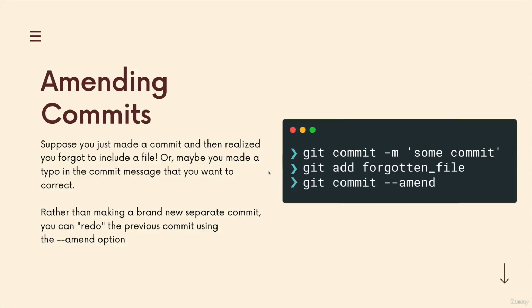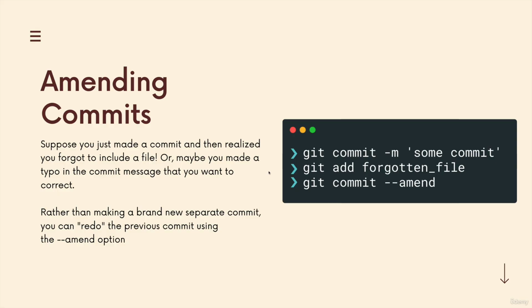Next up, amending commits. Occasionally, when you're working with Git, you may create a new commit and then realize just a moment too late that you forgot to include a relevant file in the commit. Or you make a commit, read over the commit message, and realize too late that you have a typo.